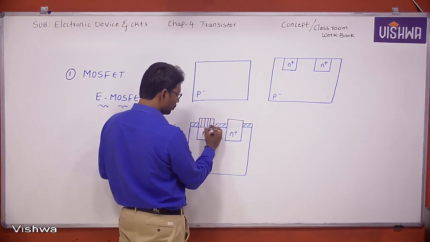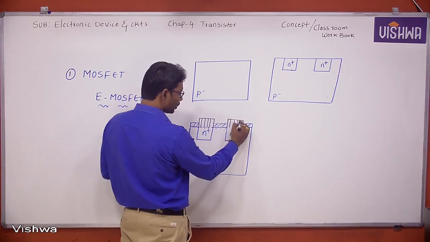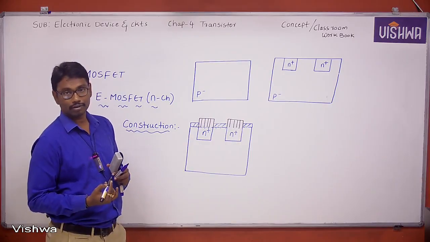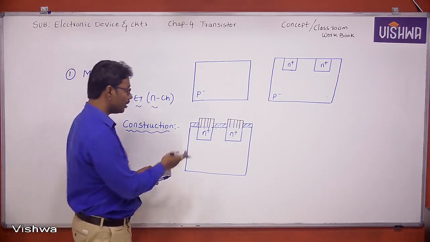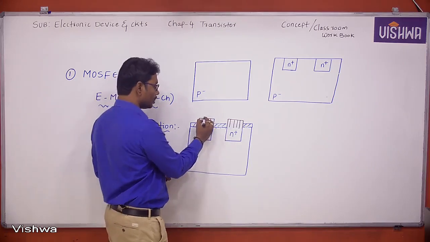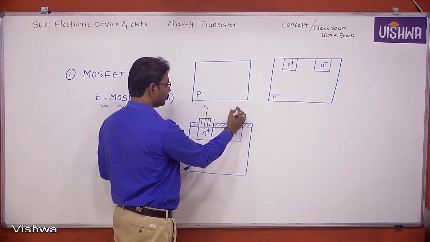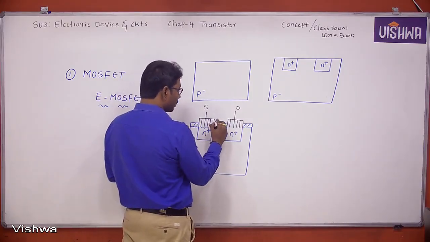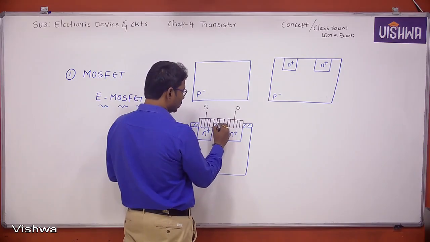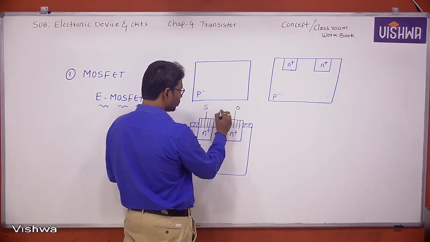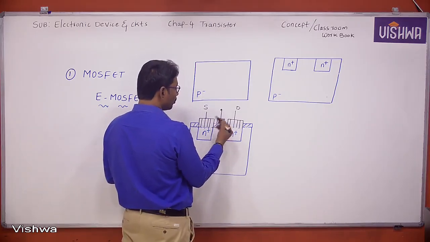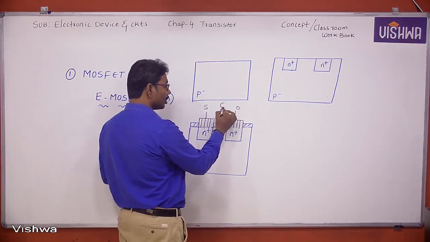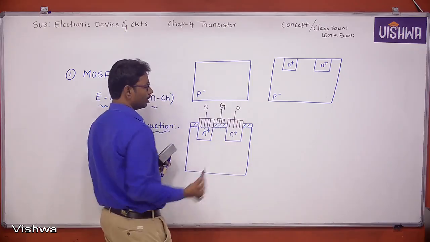Metal is deposited into the contact cuts by using what process? The metallization process. It can provide a physical connection to the source as well as the drain. And next, another metal is deposited on an oxide layer by using the chemical vapor decomposition method. This can act as a gate.